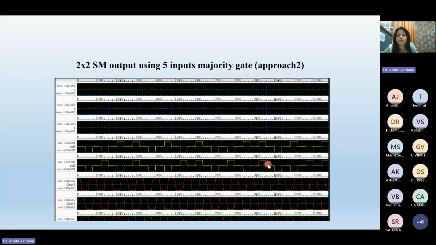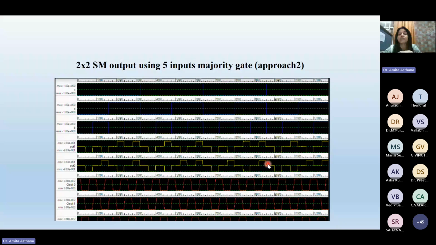As we can see, the outputs have been verified for both approaches, and these approaches can be extended to a 7-input majority gate, or we can say by using some manipulation. Now the question is, why are we increasing the number of inputs, whereas the circuit is already working?